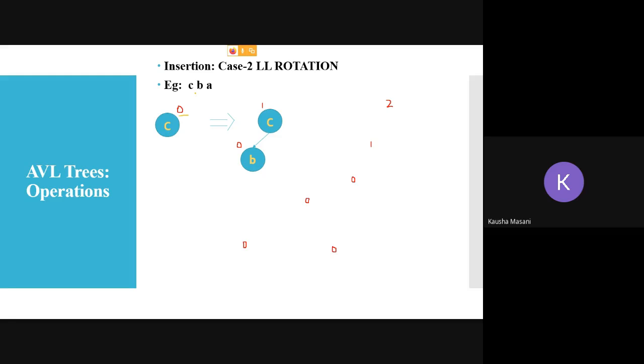Again calculate the balance factor. For B, do I have any children of B? No. So the balance factor is 0. For C, what will be the balance factor? Height of left child minus height of right child. But the right child I don't have anything. So 1 minus 0. So the balance factor at node C will be 1. They are still within the range of my AVL height balancing tree. Fine, so I don't need to do any rotation. Everything is fine.